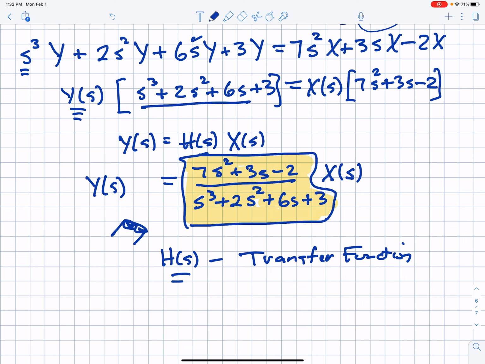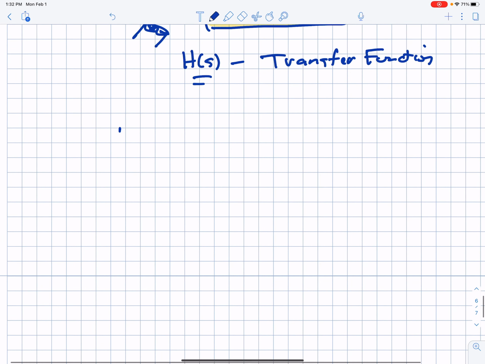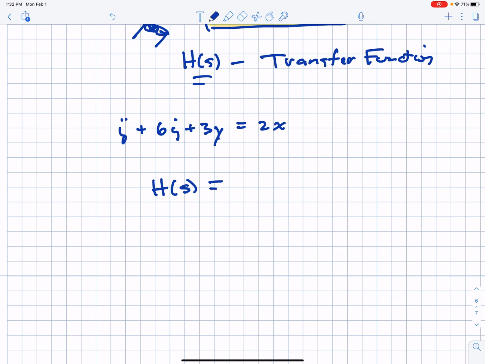So it's pretty straightforward to generalize that. If I gave you any ODE, you could write down the transfer function almost by inspection. Let's do that real quick. So let's say I had y double dot plus 6y dot plus 3y is equal to 2x. What is H of s? This is the ODE. What is H of s?